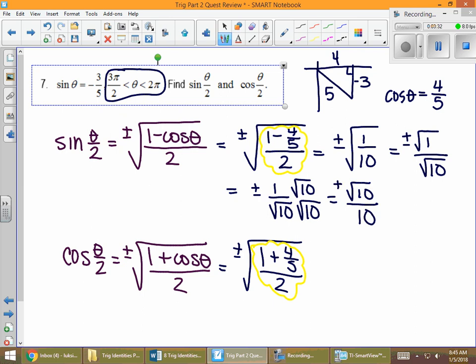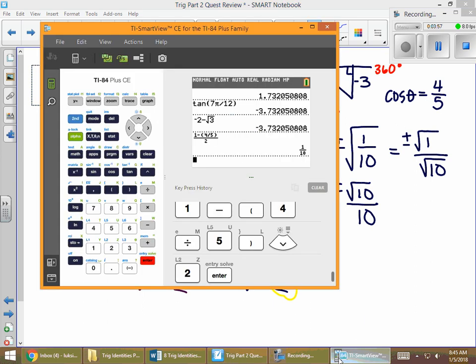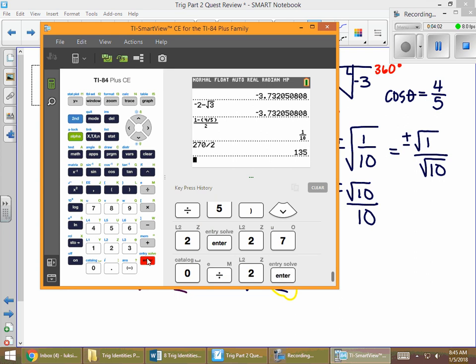Now, I need to decide whether this is positive or negative, and this is the tricky part. So we're doing half angle. We need to go halfway back. So if I'm in the fourth quadrant, and I like to do this in degrees instead of radians, it's a little easier to draw, to go half here. If I want to go halfway of 270, where would I end up? Well, 270 divided by 2 is 135.